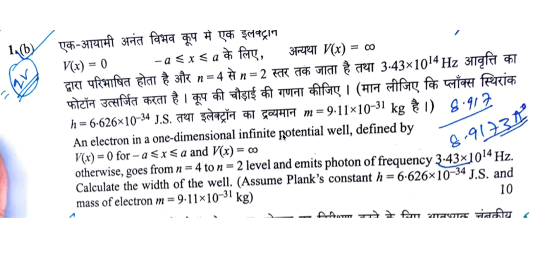So the next question, which is actually the sub question of the first question, is that the electron in a one-dimensional infinite potential well defined by V of x equal to 0 within minus a and plus a, and V of x equal to infinity otherwise, goes from n equal to 4 to n equal to 2 level, and emits a photon of frequency 3.43 into 10 raised to 14 hertz. Calculate the width of the well. Assume Planck's constant h equal to 6.626 into 10 raised to minus 34 and mass of electron equal to 9.11 into 10 raised to minus 31.